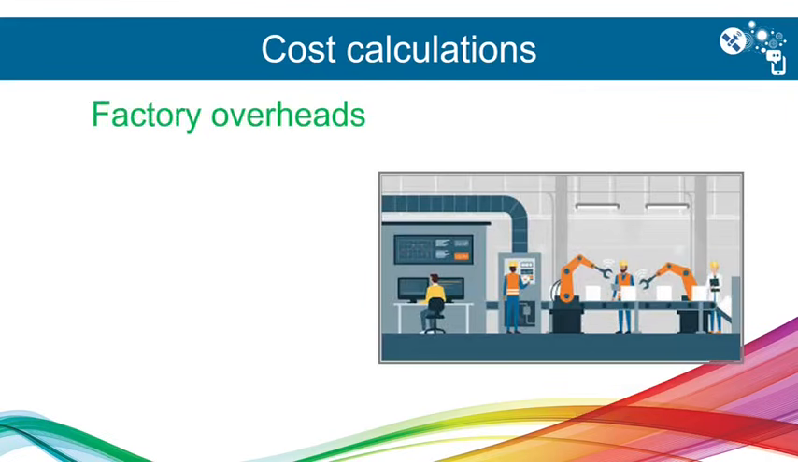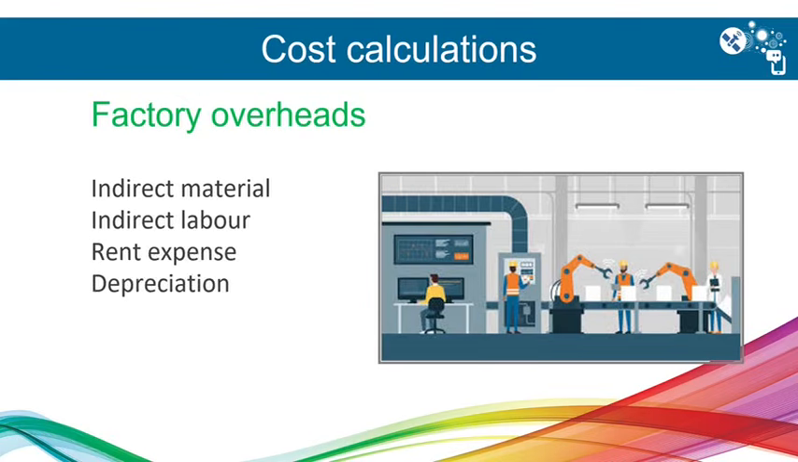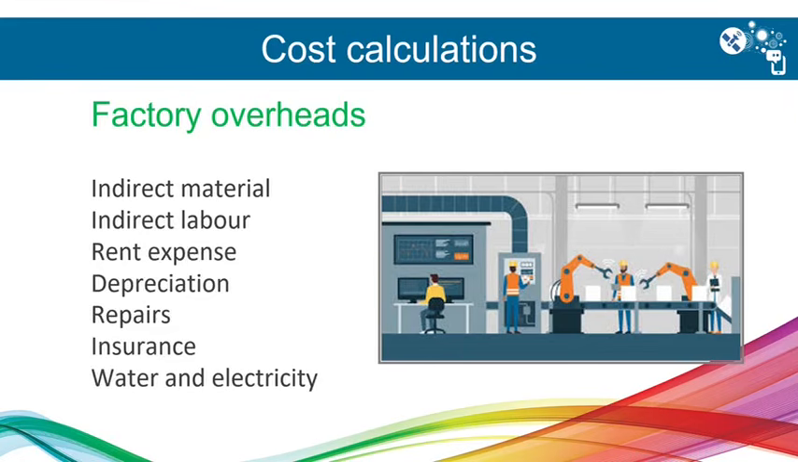Factory overheads, all the other costs, indirect material, the indirect labor. Also your rent expense, depreciation, repairs, insurance, water and electricity. And obviously only with regard to what happens in the factory. Not in the admin office, not in the sales and distribution, but only the rent for the factory, the depreciation on the factory equipment that is used.